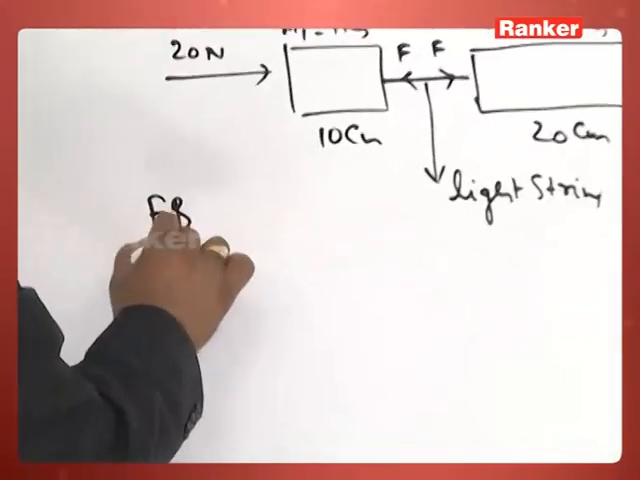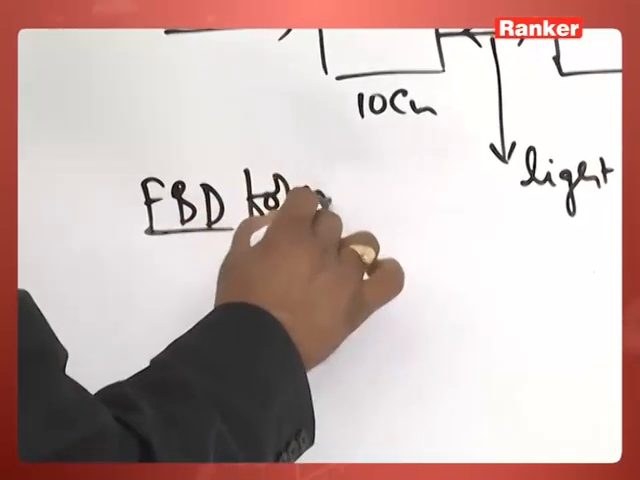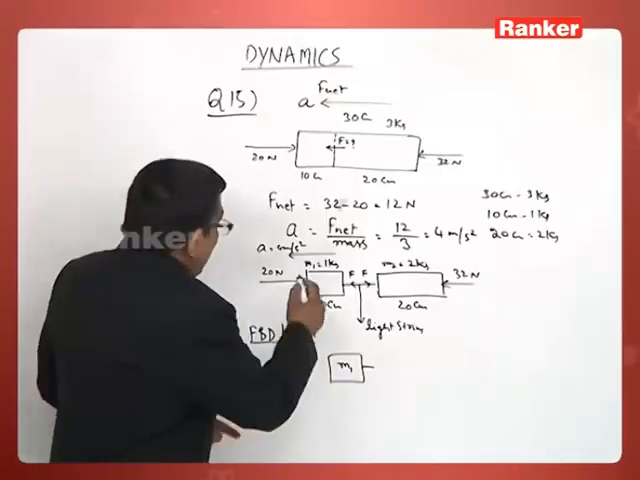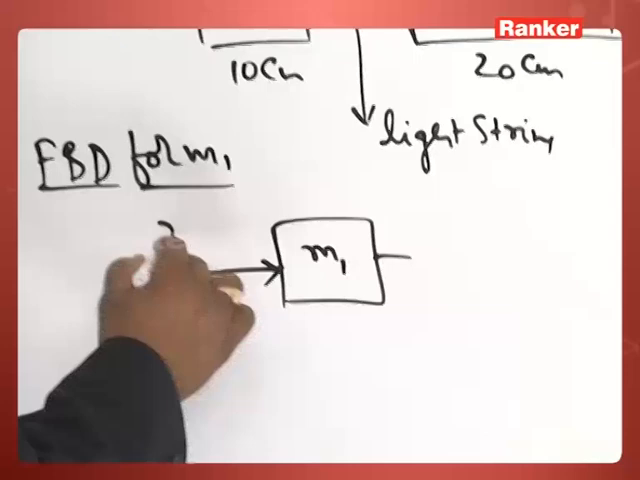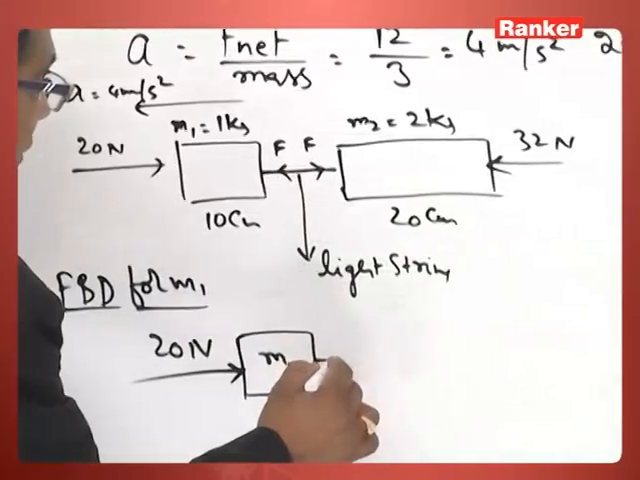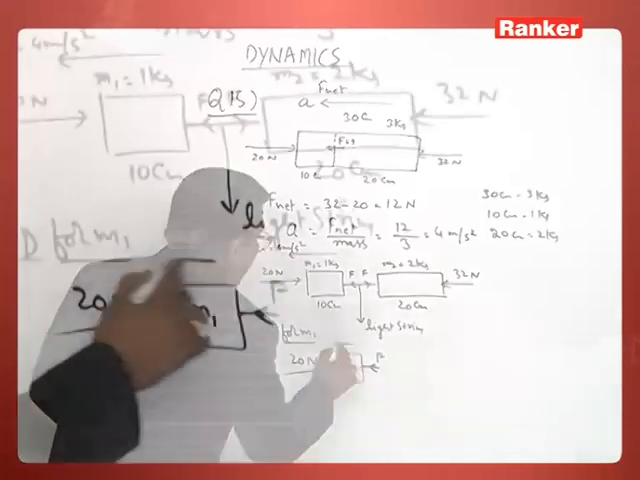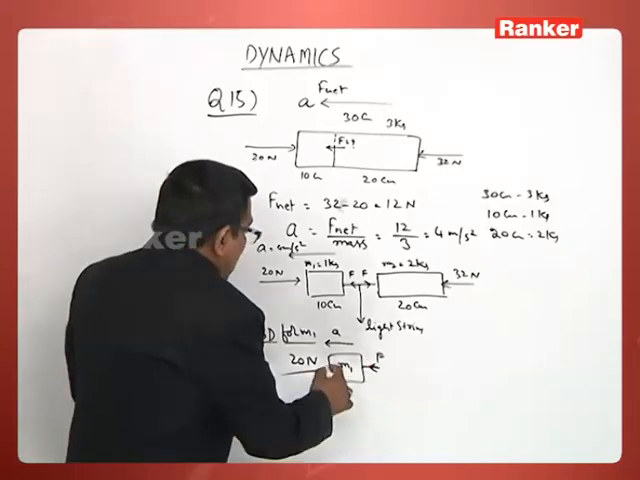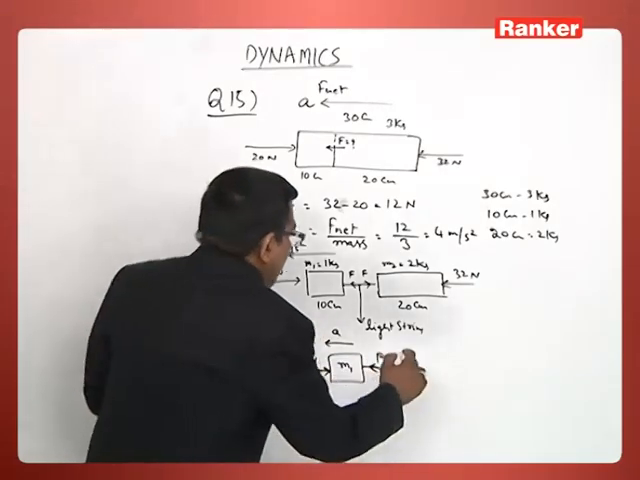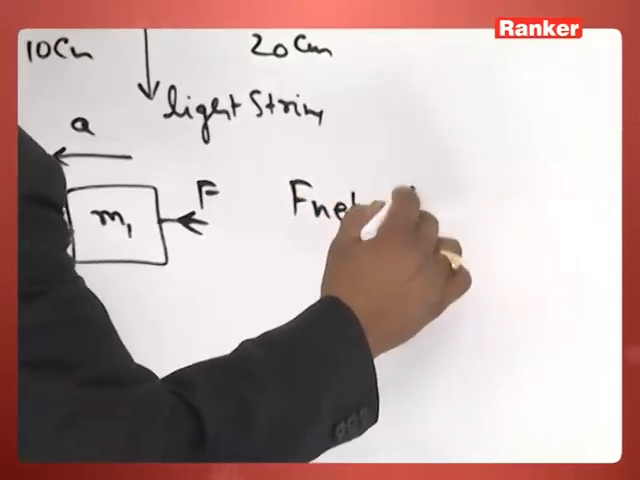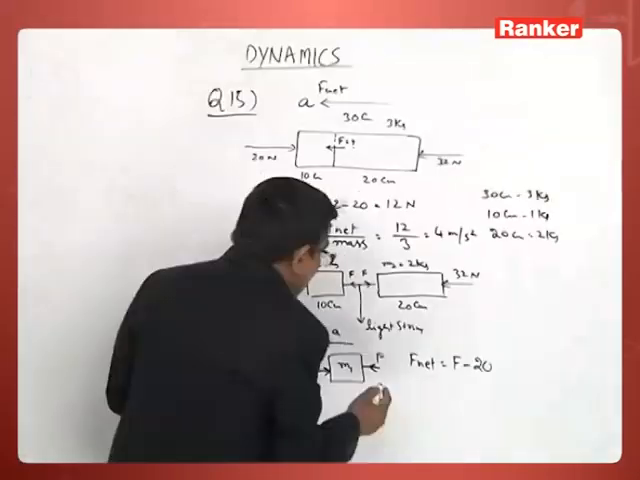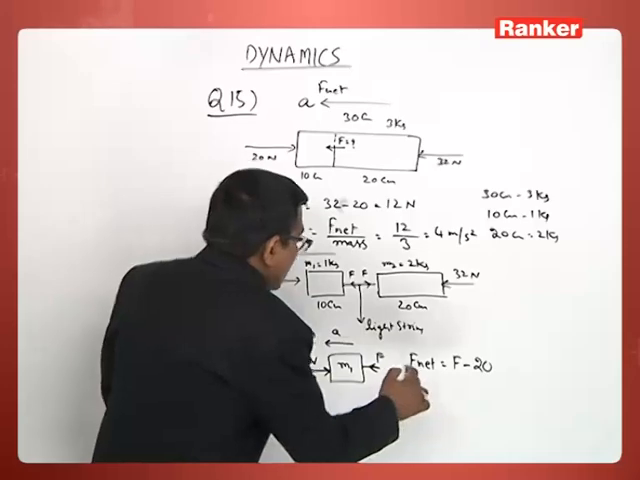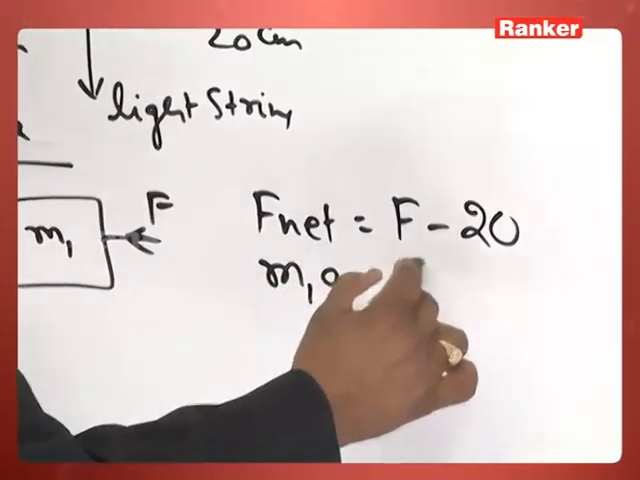To find this force, let us draw the free body diagram for M1. If you take this part, what are the forces acting? This is M1. Here a force of 20 Newton is acting, which is already given, and another force F is acting on the body, but it is moving in this direction with an acceleration A. These two forces are acting in opposite directions, but it is moving in this direction. Therefore, net force I can write as F minus 20 Newton, because as it is moving in this direction, this force must be greater than this force. So net force M1A is F minus 20.